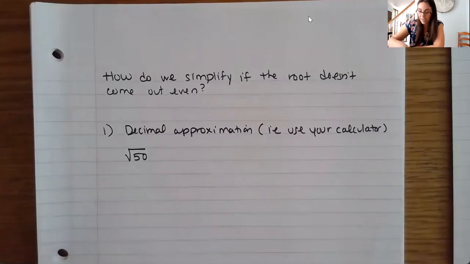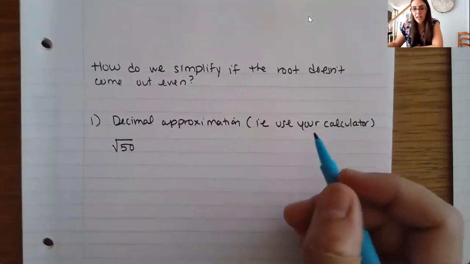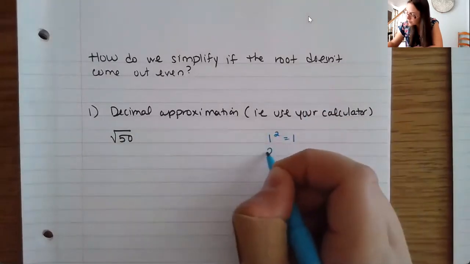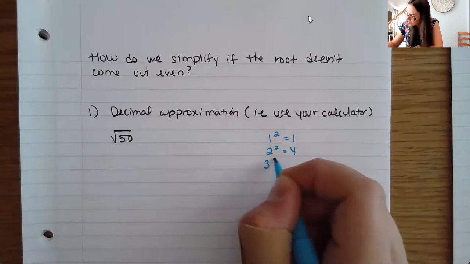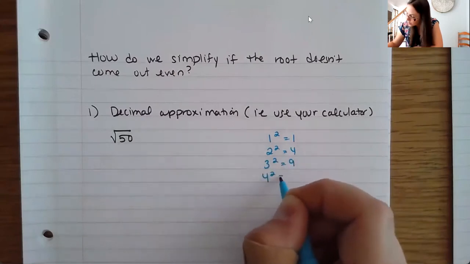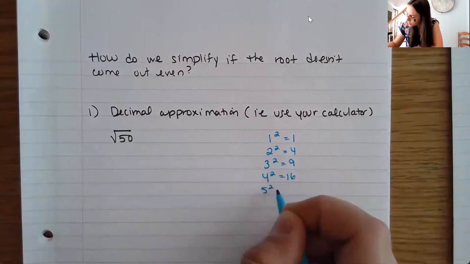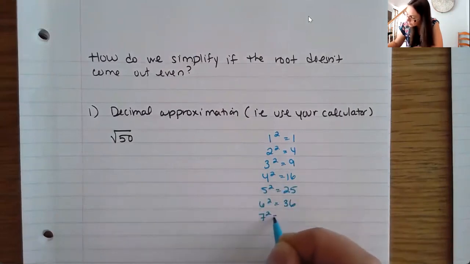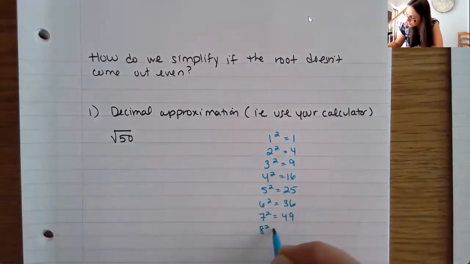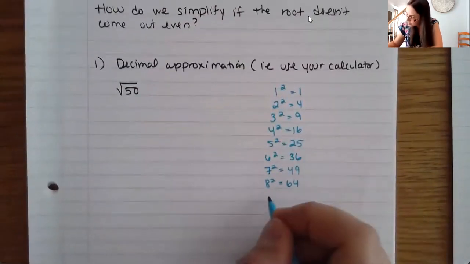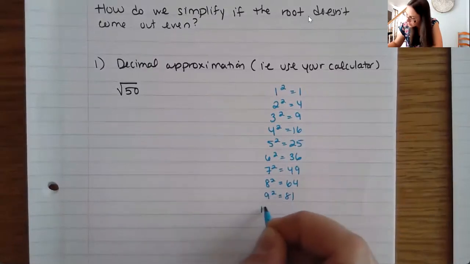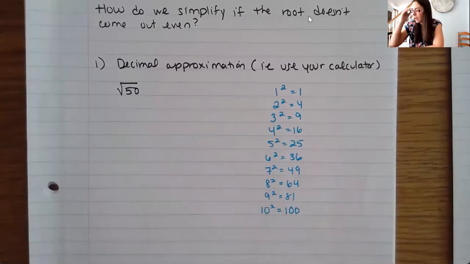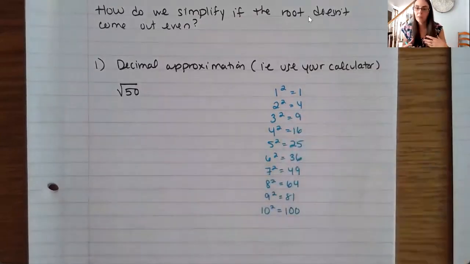So one thing you can do as a little side note that you may find helpful is to just list out some of your squares. So for instance, 1 squared is 1, 2 squared is 4, 3 squared is 9, 4 squared is 16, 5 squared is 25, 6 squared is 36, 7 squared is 49, 8 squared is 64, 9 squared is 81, 10 squared is 100. And again, I could keep going as far as I want to. I would say numbers 1 through 10 or maybe 1 through 15 are probably good just to have on hand.